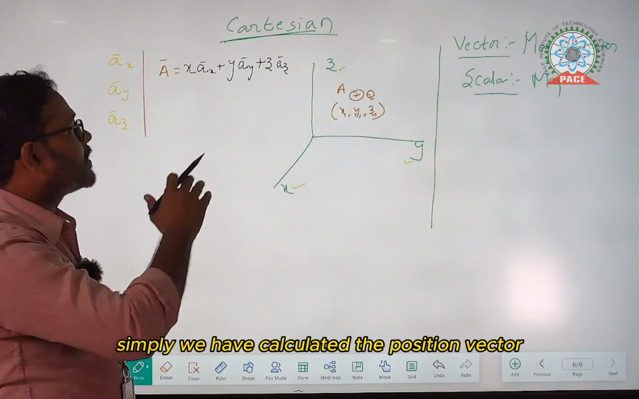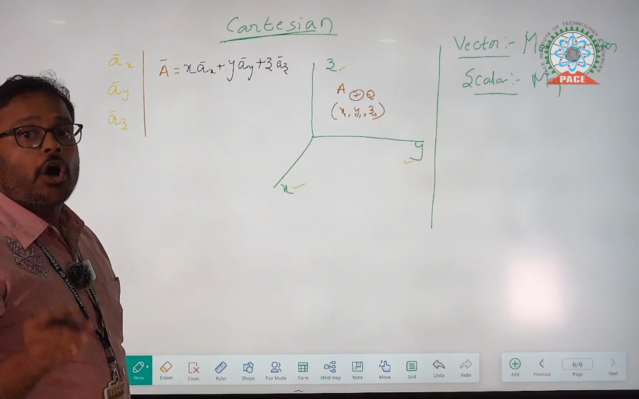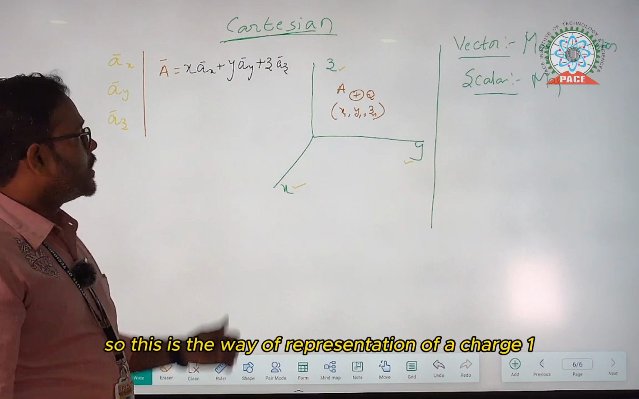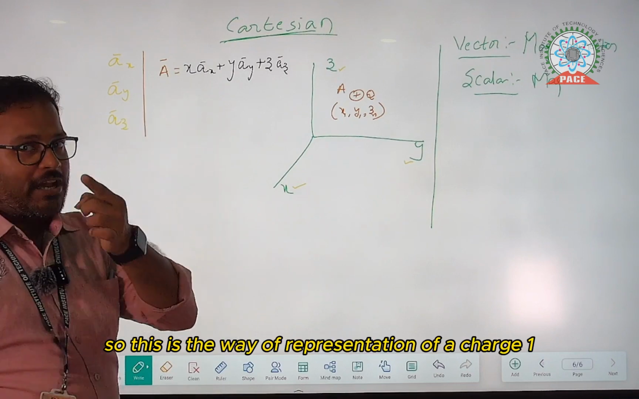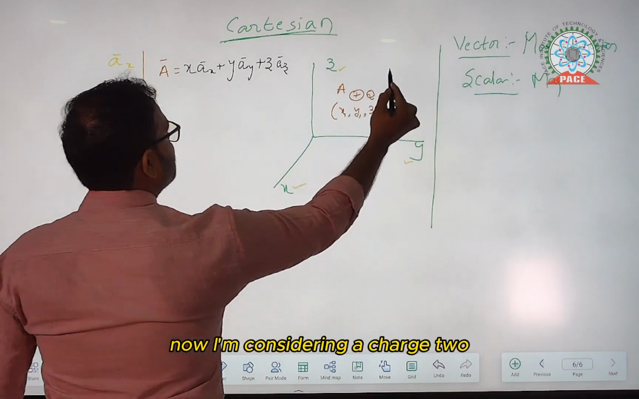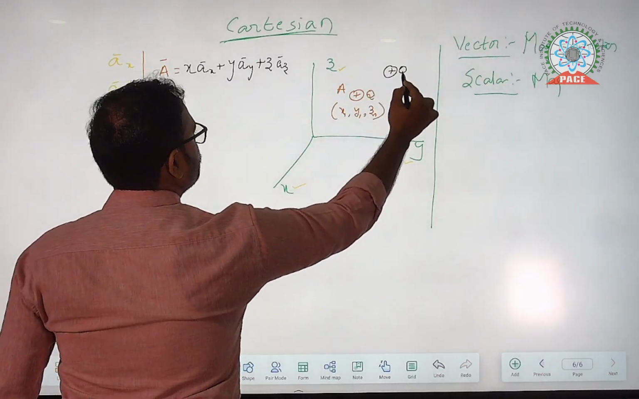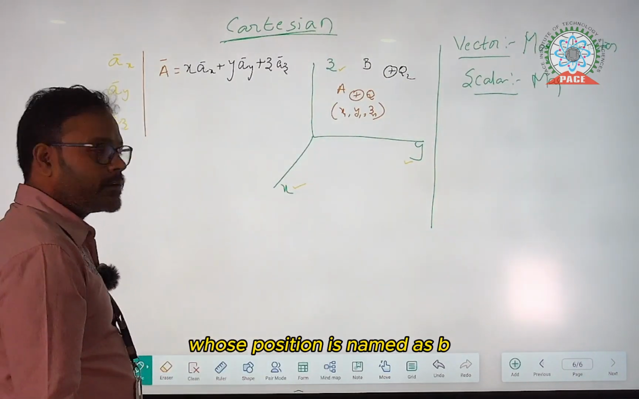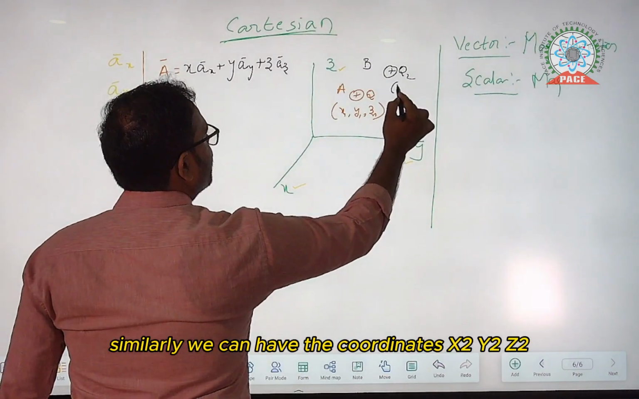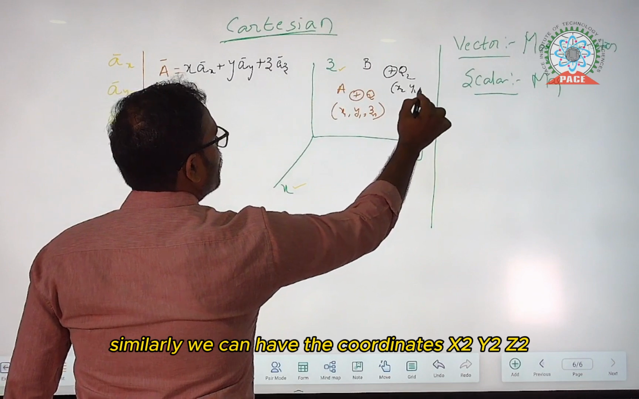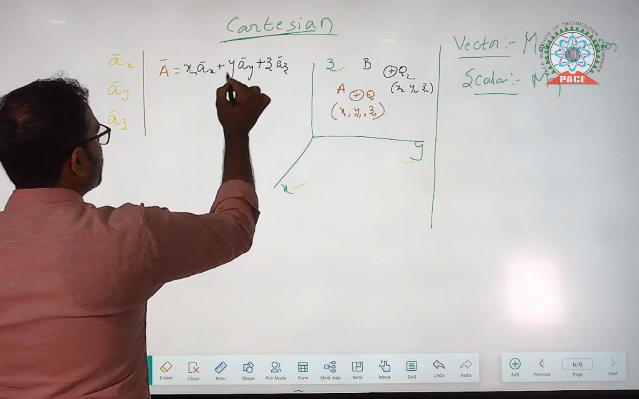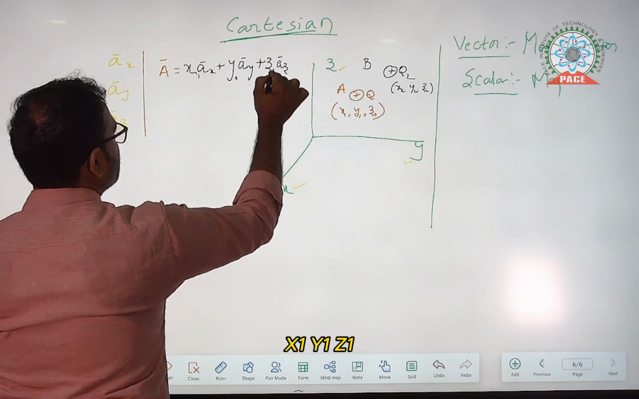Simply, we have calculated the position vector of a charge in the Cartesian coordinate system. So, this is the way of representation of charge 1. Now, I am considering a charge 2, whose position is named as B. Similarly, we can have the coordinates x2, y2, z2, and x1, y1, z1.